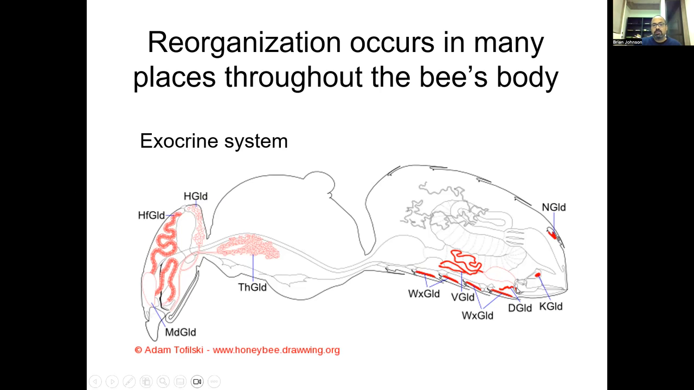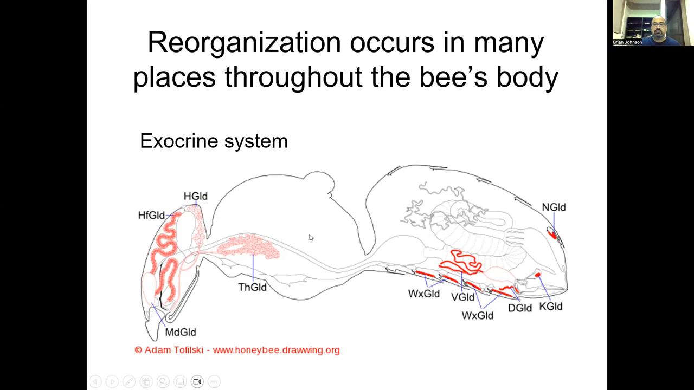A good example of that are the wax glands. The wax glands are inactive in the newly emerged and the nurse bees. They get turned on in the middle-aged bees because the middle-aged bees make the nest. And then when they become a forager, these glands become deactivated again and they atrophy. Same thing with the venom gland, for example. It's not active in the newly emerged bees. The venom sac is empty. It starts to fill up right around the middle-aged phase. By the time they're a forager, it's full.